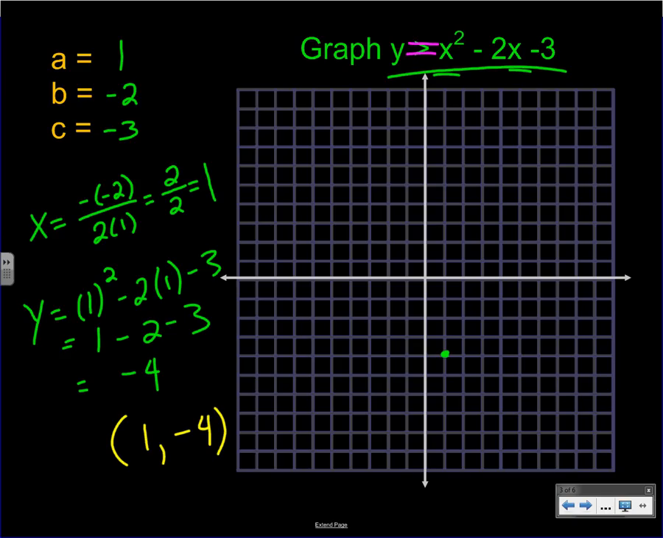1, negative 4 is the vertex, and we plot that point. So we have the vertex. And by looking at the value of a, we know the value of a is positive, so the graph is going to open up. And we know the y-intercept is negative 3, letter c, negative 3. So I'm going to go ahead and plot the points. This is where you should be making an x-y table with 5 points and putting 1, negative 4 in there. So you go ahead and figure out what the values are and then plot those points.